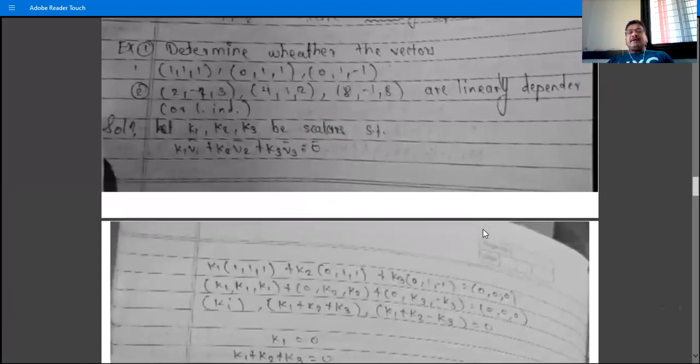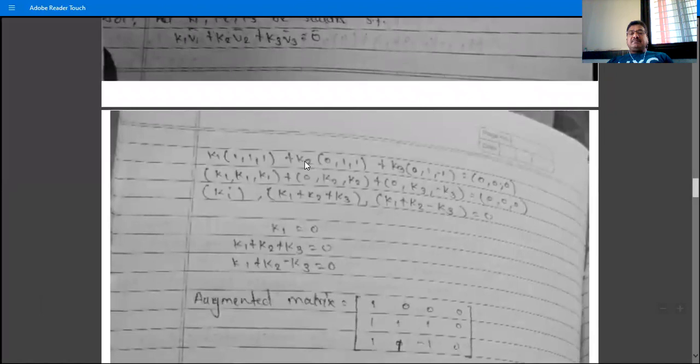So take three scalars. Let k1, k2, k3 be scalars such that k1 v1 plus k2 v2 plus k3 v3 is equal to 0. So write v1 as (1, 1, 1), v2 as (0, 1, 1), and v3 as (0, 1, -1), equal to 0 bar. What is the 0 bar? It is the zero vector of this R3. These three are elements of R3, R raised to 3, the vector space R raised to 3. So its zero is what? The 3-tuple (0, 0, 0) is the zero of that R3.